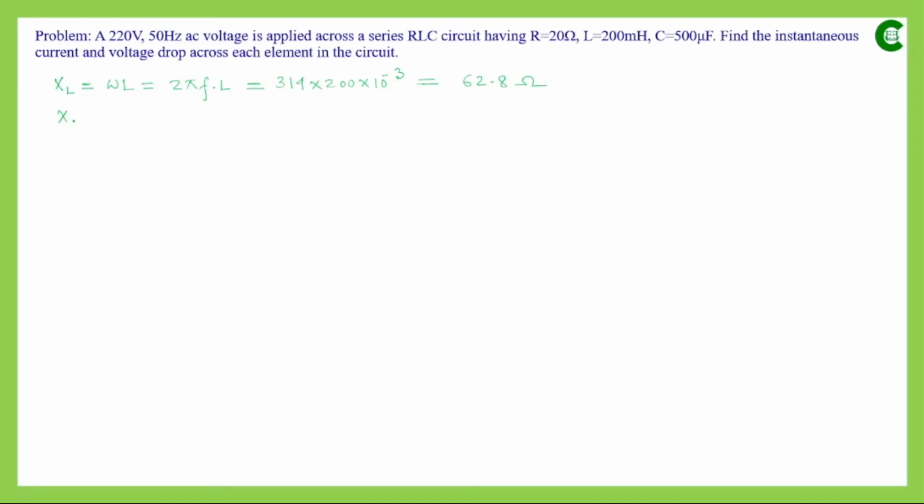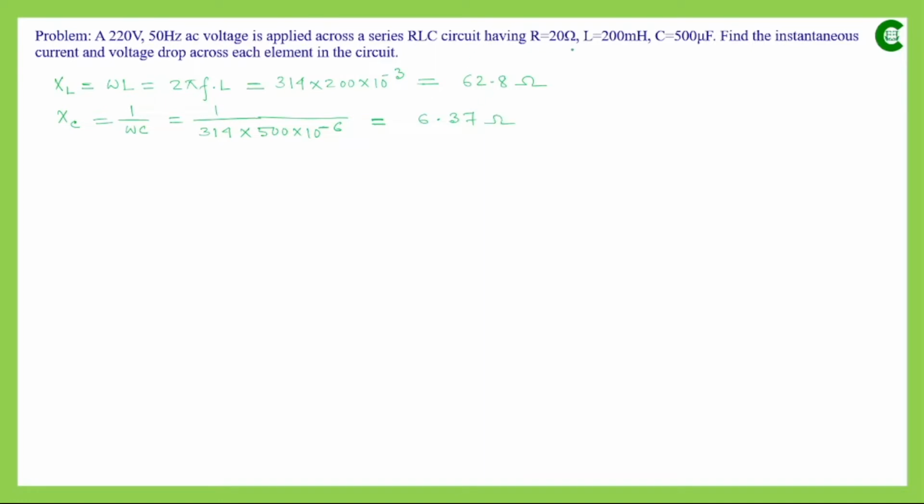As we know, the unit of reactance is ohm, like resistance. Now next, if we find the capacitive reactance, it will be 1 by omega C. Again omega is equal to 2 pi f, so that value will be the same, 314, and then the value of the capacitance, that is 500 microfarad. So 500, and microfarad means 10 to the power minus 6. Now if we simplify this, we will get the value as 6.37 ohm.